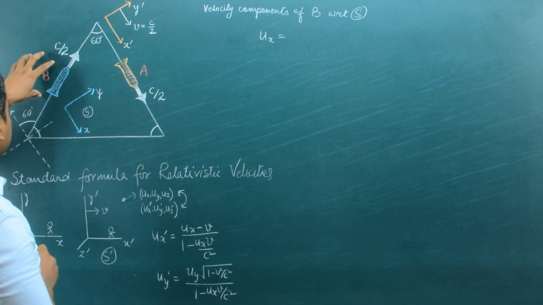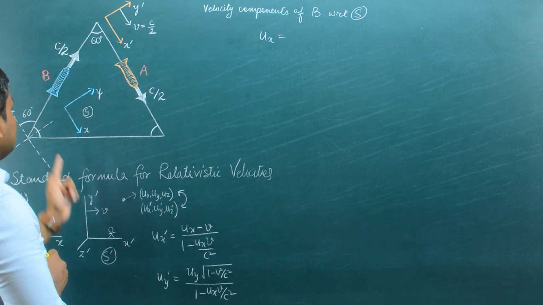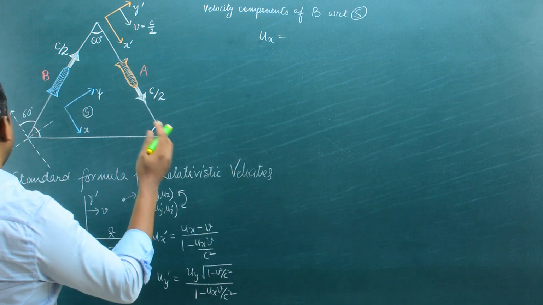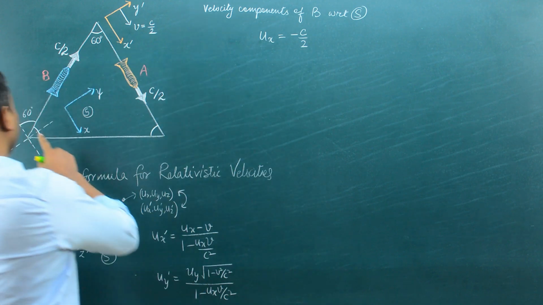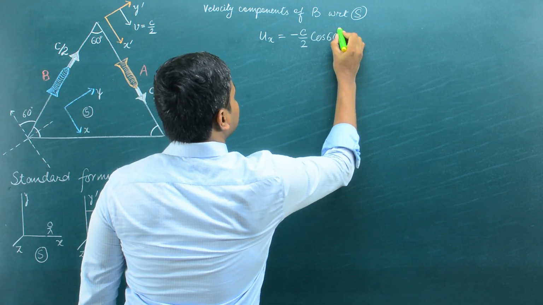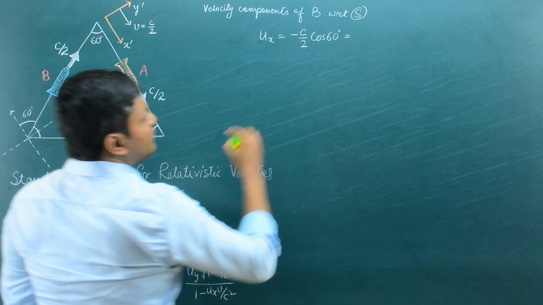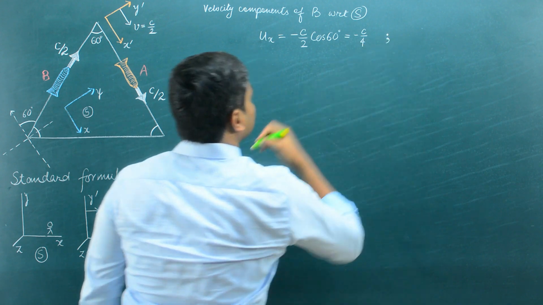So if this is 60 degrees, then what is ux? What is the velocity or speed of B in the x-axis? Well, first of all, it's in the negative x-axis. So I'm going to have minus c upon 2, and the angle is 60 degrees, so I'm going to have cos 60 degrees. So this is going to give me minus c upon 4. All right, so this is ux.